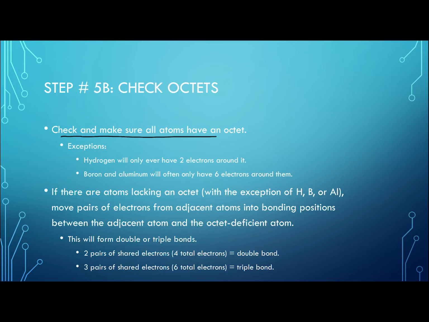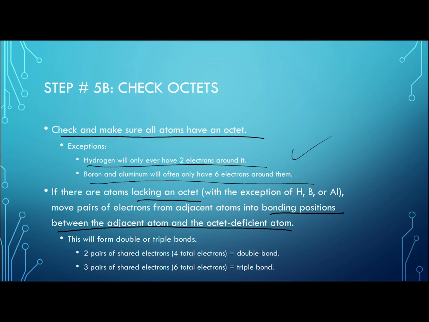We will then check and make sure all the atoms within the structure have an octet. These are going to be our exceptions. Hydrogen will never have an octet, it will only have 2, and boron and aluminum generally only have 6 electrons around them. If we have octets for everything, besides hydrogen, boron, aluminum, we are good. If we don't, if we are lacking octets, we're going to move electron pairs from non-bonding positions into bonding positions. Okay, so we're going to move from an adjacent atom to the octet deficient atom.